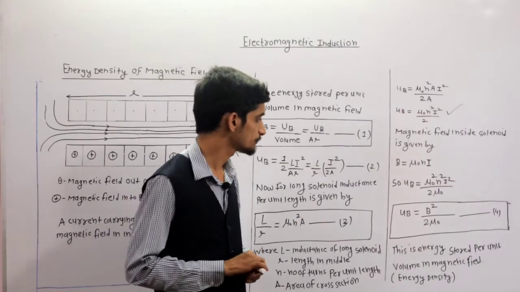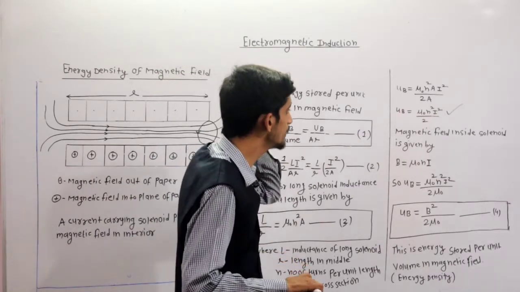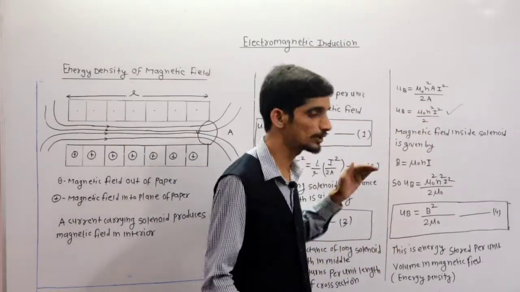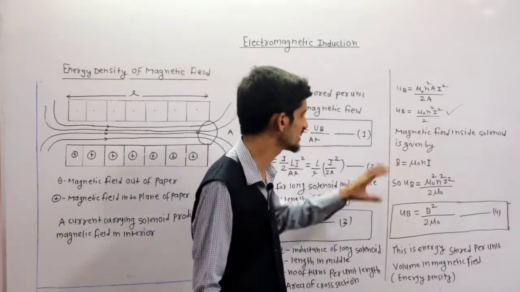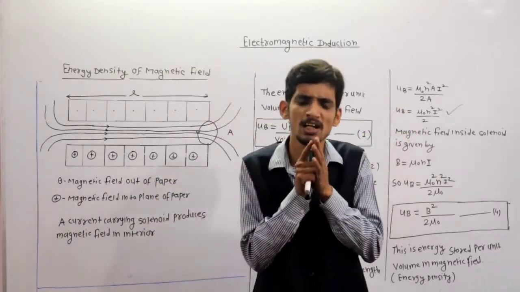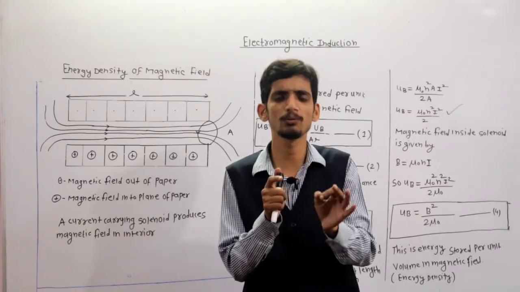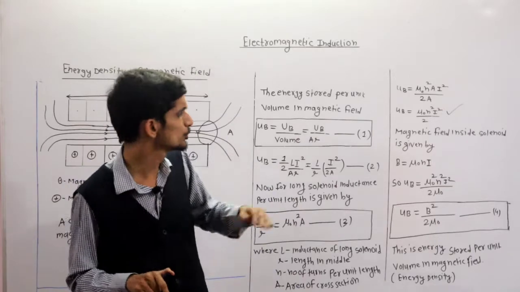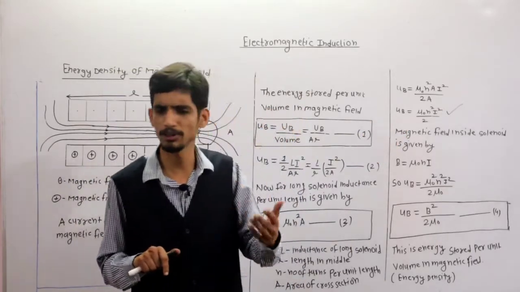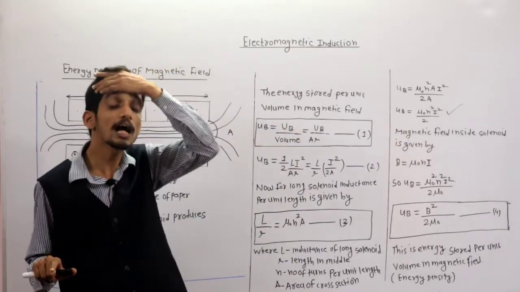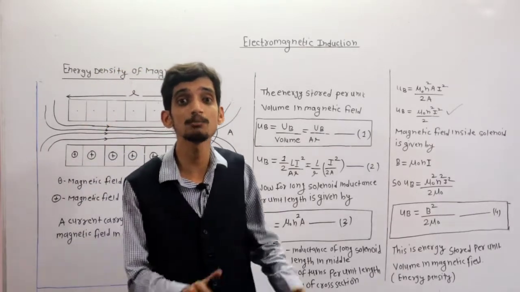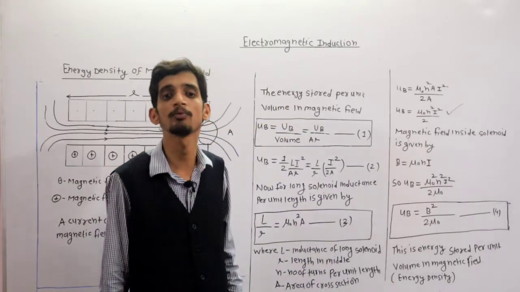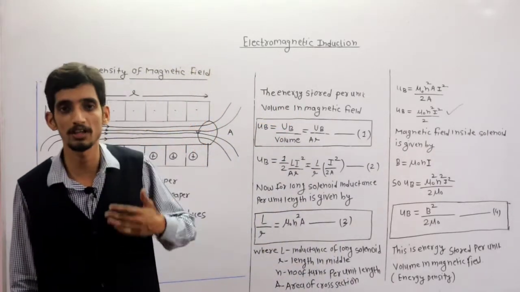Now listen here. This UB I am getting as mu 0 n square I square by 2, as per the solenoidal formula of magnetic field. Energy density is mu 0 n square I square by 2, where I is the current and n is the number of turns per unit length. Mu 0 is the permeability of free space. Clear? But I am interested to know the energy density in terms of B, because magnetic field is responsible for the building up of energy or for storing the energy.